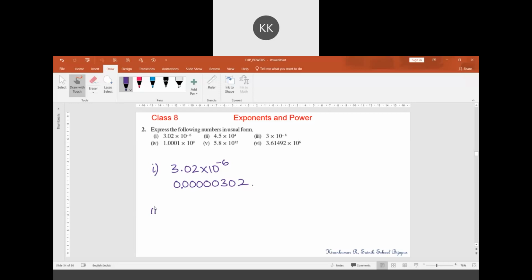How to do this second one? It's a positive power now.